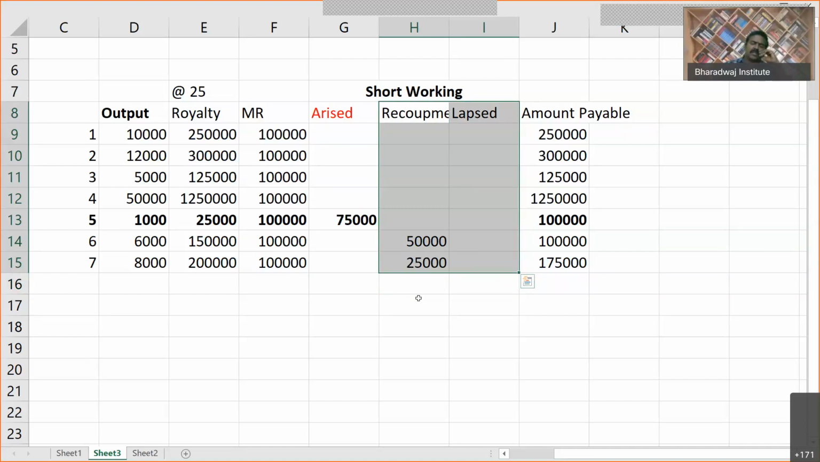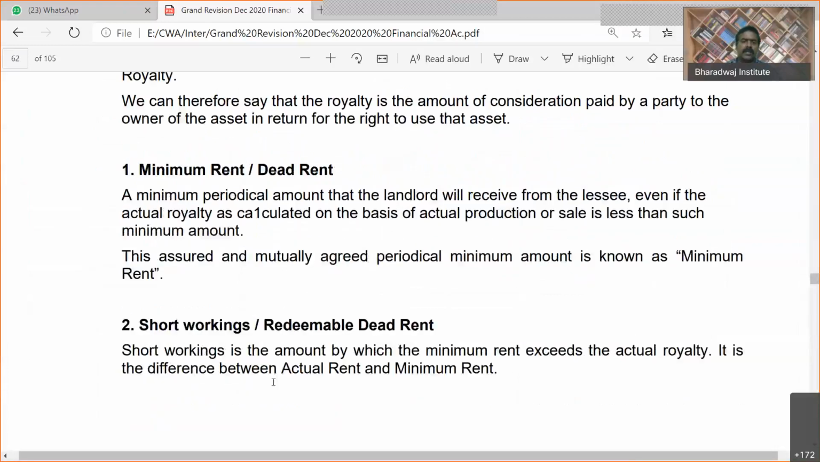Okay. Yeah, I worked on the Excel sheets which are used for day 1, day 2, and today. Probably tonight I will share the Excel workings also, so that you will be comfortable. Okay. Now we'll move on to the problem. I've given the meaning of minimum rent, short workings, all those things.